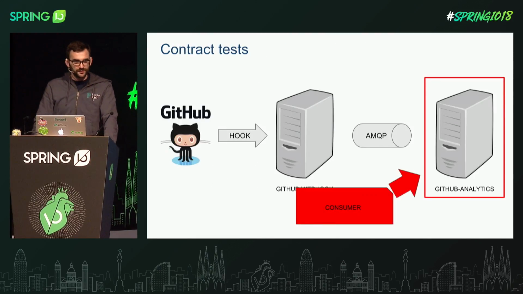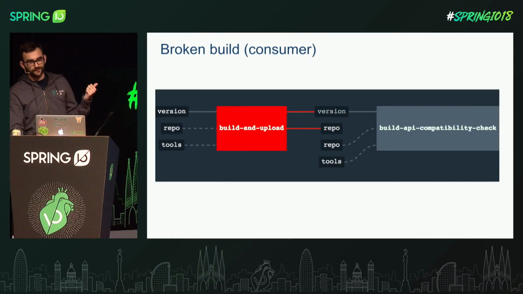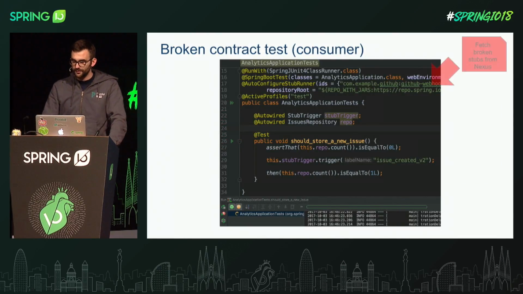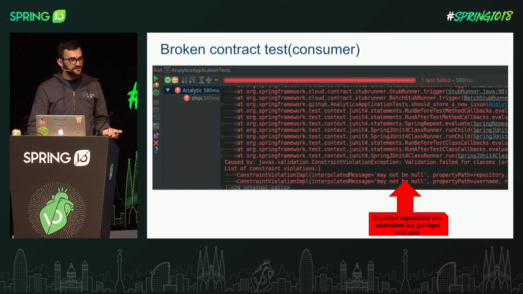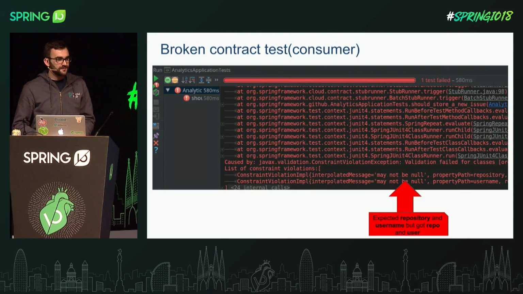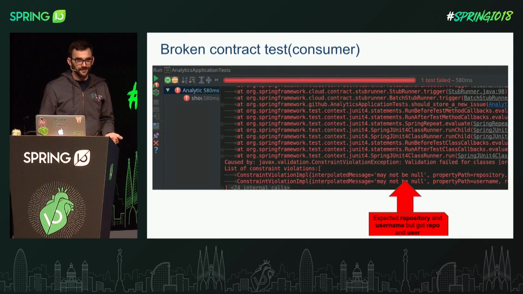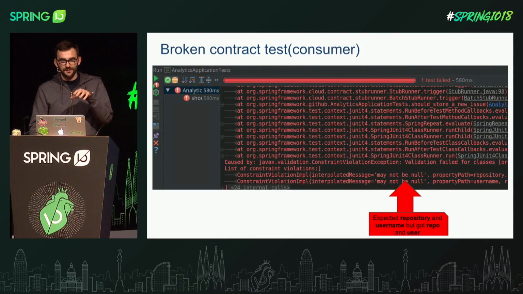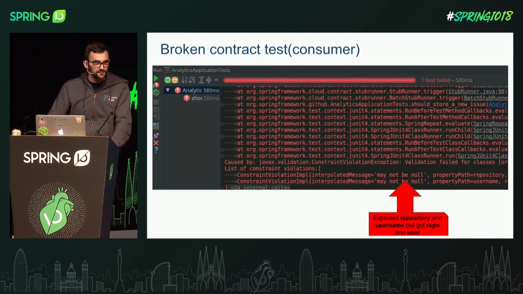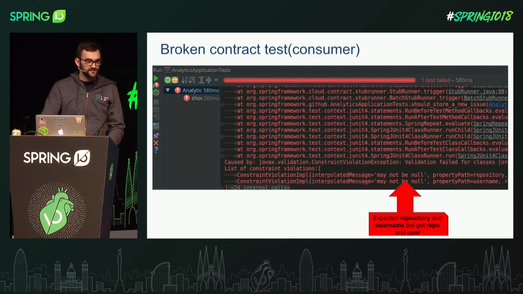So if we check out the consumer and try to build it, it will break. And why is it so? We fetched the broken stubs from Nexus. We had the initial count of 0 issues. We trigger the new stubbed message, and we're going to have a violation saying, hey, repository and username cannot be nil, and they are nil, right? So in that case, we didn't even have to start the producer code. We can run the build on our laptops, and it will break, because the latest stubs are not compatible. That's pretty cool, because all the consumers will be immediately broken once somebody breaks the compatibility.